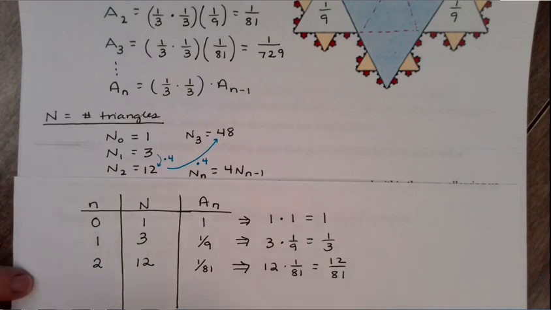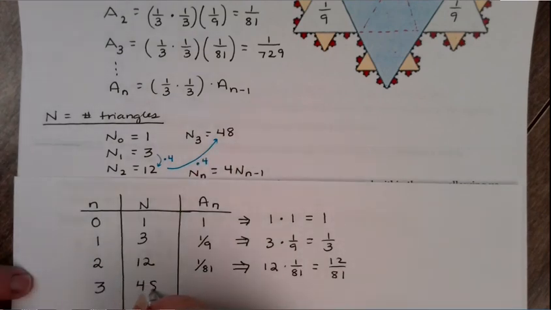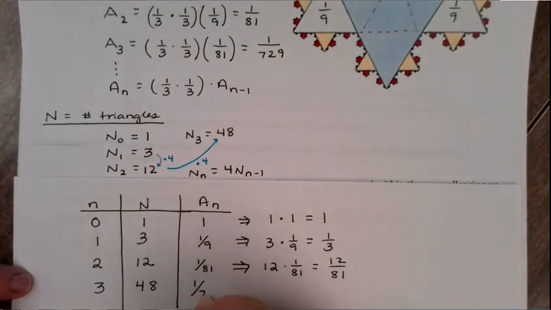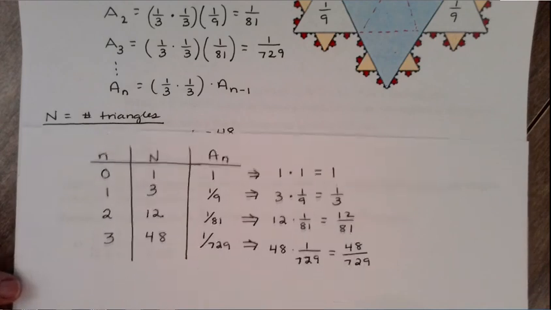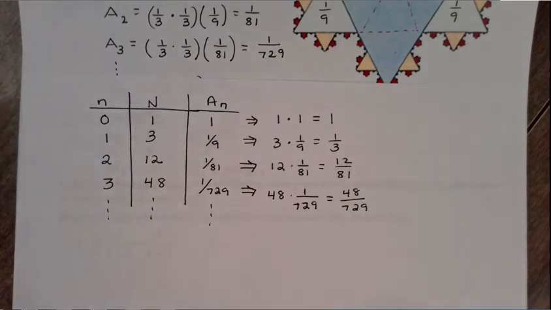When n is 3, we had 48 triangles. Each one had an area of 1/729. And if I take 48 times 1/729, that gives me the total area for those of 48/729. All right, of course, we would want to complete that pattern, but I think we're at least going to be able to see what's going on here.